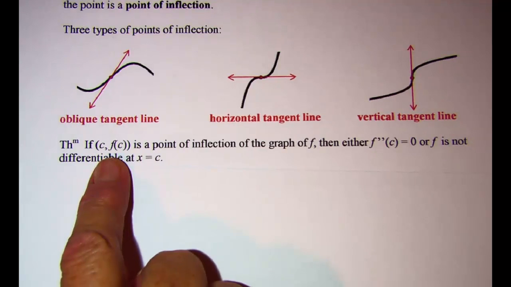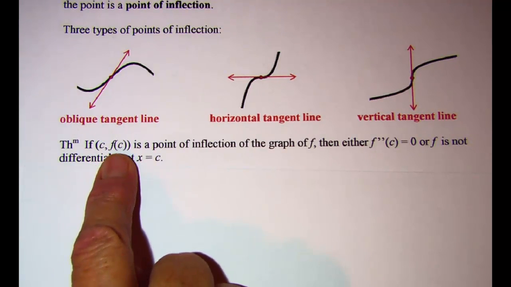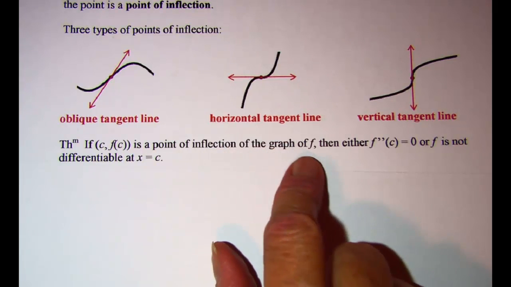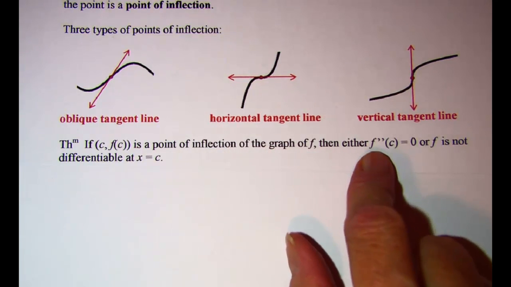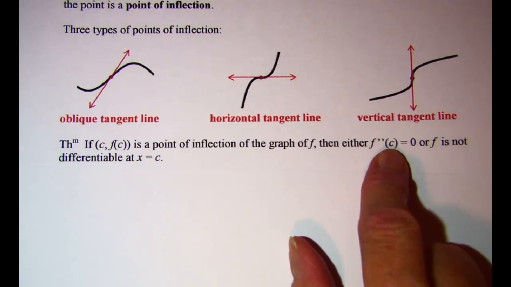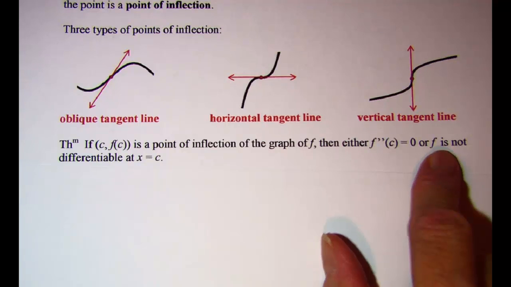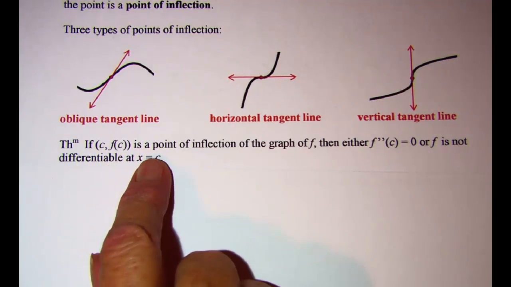If this point, (c, f(c)), is a point of inflection of the graph of f, then either the second derivative at c is equal to 0, or f is not differentiable at c.